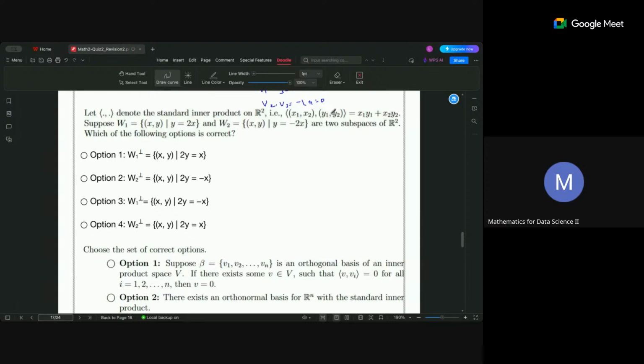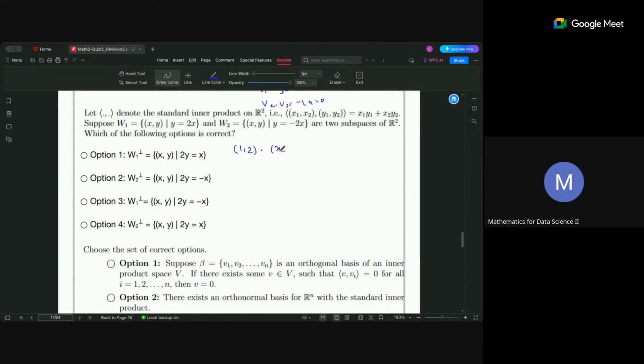Here the inner product is defined differently? No, the usual inner product only. So with the usual inner product, it is very easy, right? Take a basis for W1, then you can easily find. What is the basis for W1? If x is equal to 1, your y is going to be 2. So (1, 2) is the basis. Yes, so you can take (1, 2).